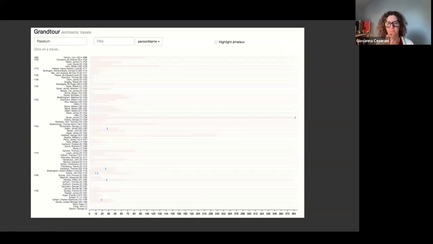Here, I put Paestum. And we've been talking about Paestum, the Greek site south of Naples, as an incredibly important one for the rediscovery of classical Greek architecture in the 18th century. So now you only see the architects who we know to have gone to Paestum. And you can see that this happens mostly in the second half of the century. And in fact, the discovery of Paestum is said to be only in 1754 for modern architects.